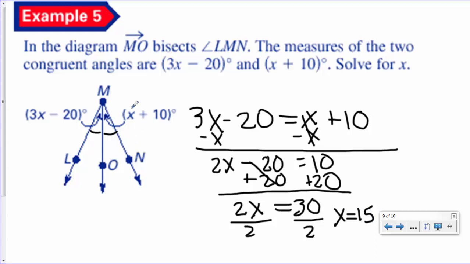Plug x, 15, back into our equation. 15 plus 10, 25. 3 times 15 equals 45 minus 20, 25. They should both be the same since they're congruent angles.